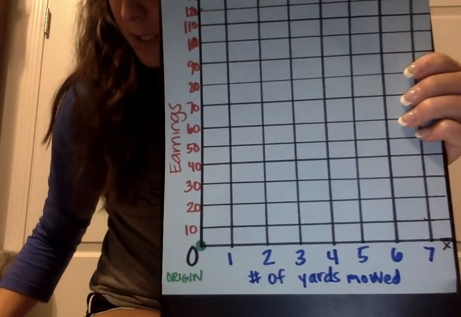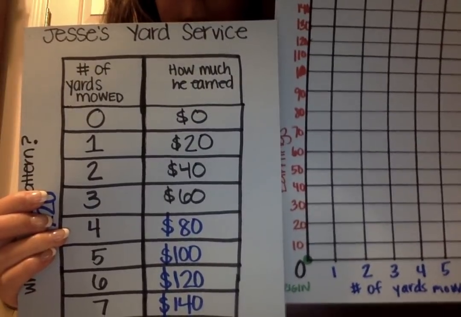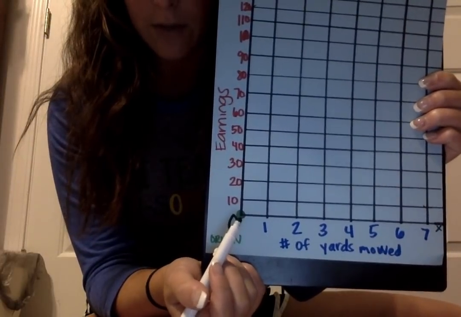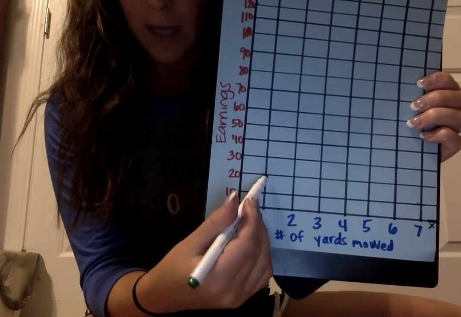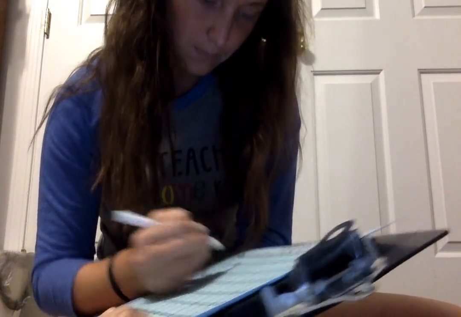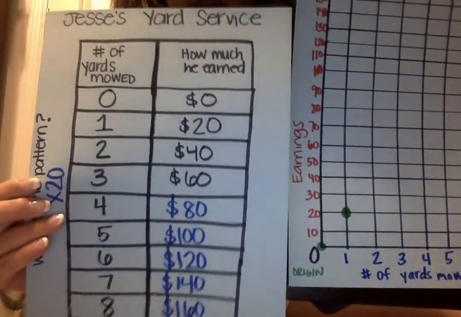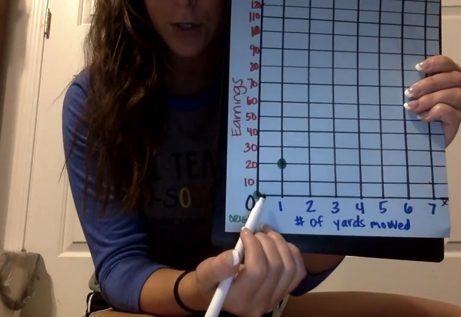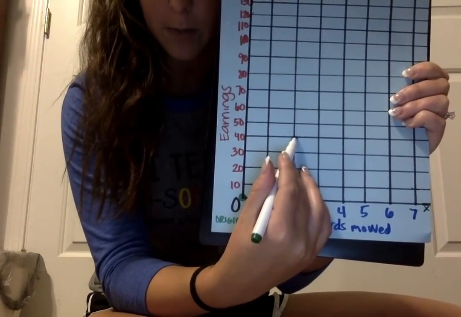Okay. The second part of the second column of my graph is 1 yard for $20. So again, when we're plotting, we have to go to the right first, which is 1, and then we have to go up to 20. So my second point is going to be right there. So there's point (1, 20). The next one that I have is (2, 40). So my second one, I'm going to go over 2, and I'm going to go up to 40. So it's going to be plotted right there.